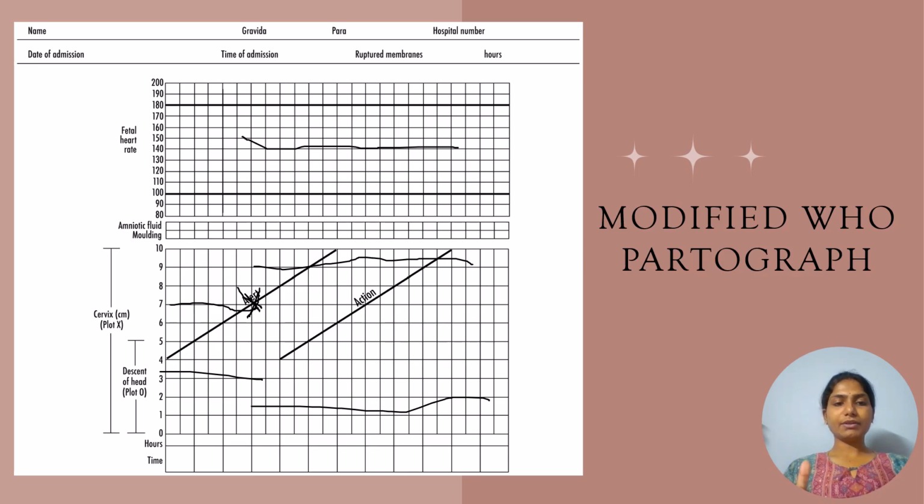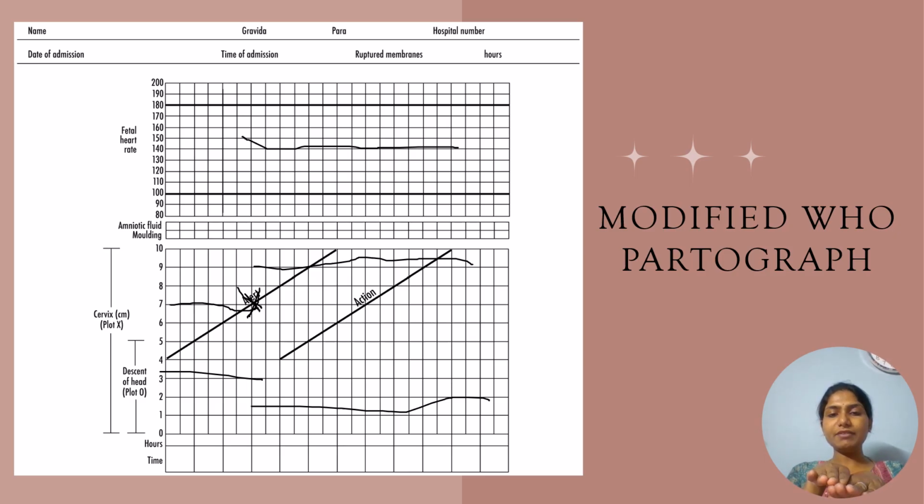The second important thing is molding. What do we mean by molding? It is the overlapping of the skull bones. If they do not overlap, it is called grade 0. If they just touch each other, it is called grade 1. If they overlap each other but are still reducible after contraction, it is called grade 2.